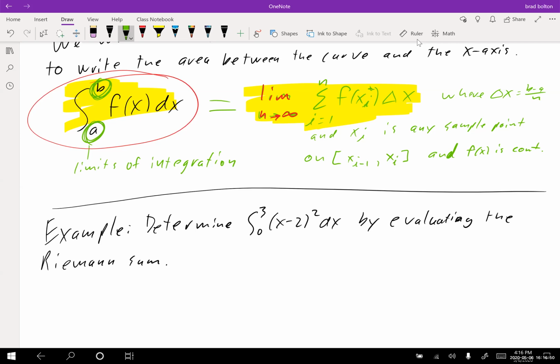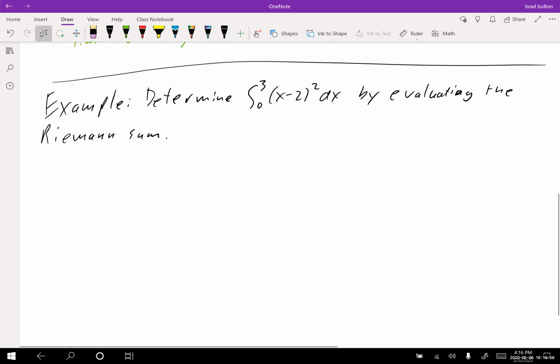And let's work on an example. I may have done this one with some of you in class already. This is just so you can pause the video and try to keep up instead of working at the pace I was working at. So I say determine the definite integral from 0 to 3 of (x minus 2) squared dx by evaluating the Riemann sum. We're going to learn the fast way to do this, but right now we're going to use the Riemann sum.